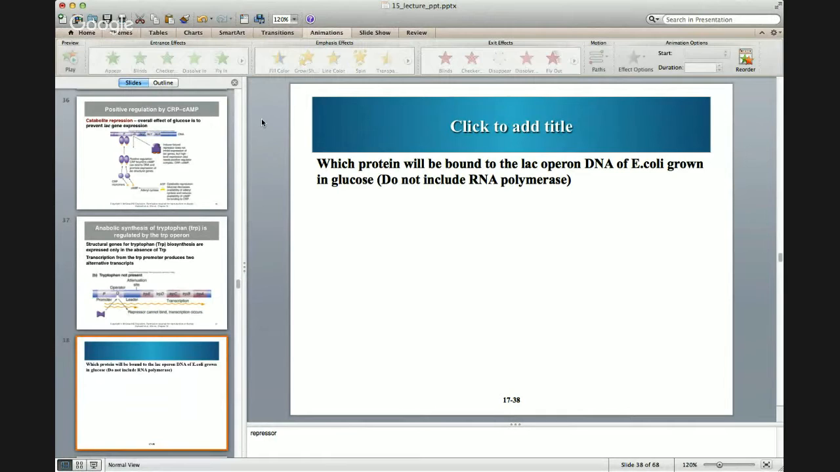So here's the question. Which protein will be bound to the lac operon DNA of E. coli grown in glucose? Do not include RNA polymerase as an answer. I will look for your answers on Facebook. And Clementine, you could go ahead and respond via the poll.